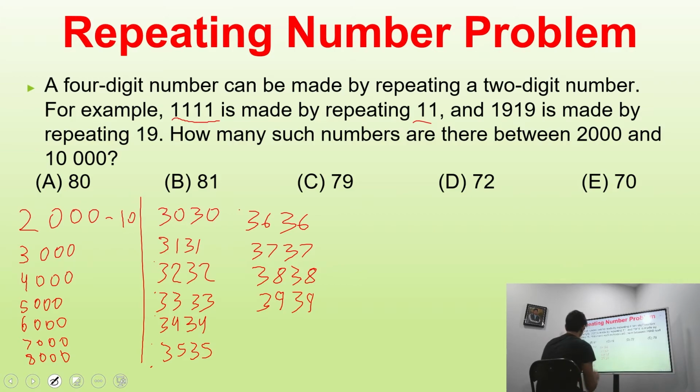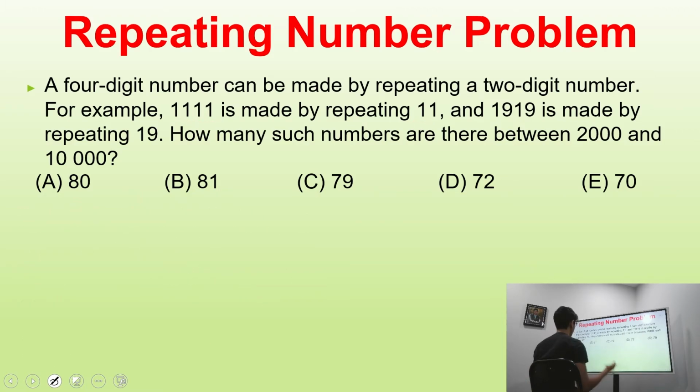So if we count them, we have 1 here, 2 here, 3 here, 4, 5, 6, 7, 8, 9, and 10. So we also have 10 possible outcomes in 3000. So by now we can already see that the pattern for each one of these thousands is going to be 10. So it's pretty obvious that we don't have to go through every single one of them, because that would just be a waste of time. But if you want to go through them, then feel free to do so.